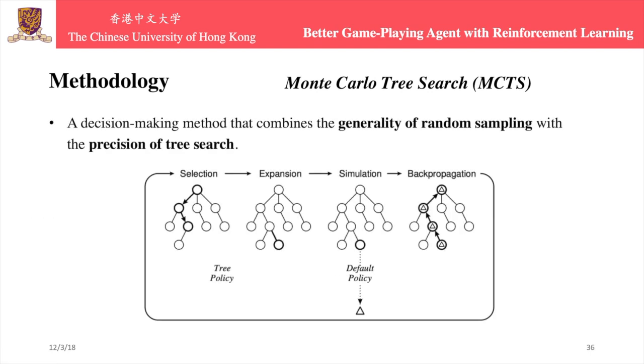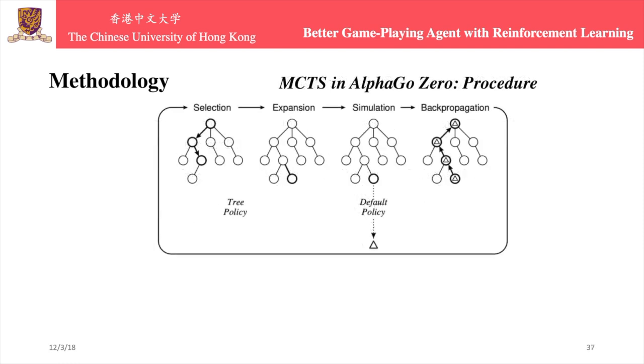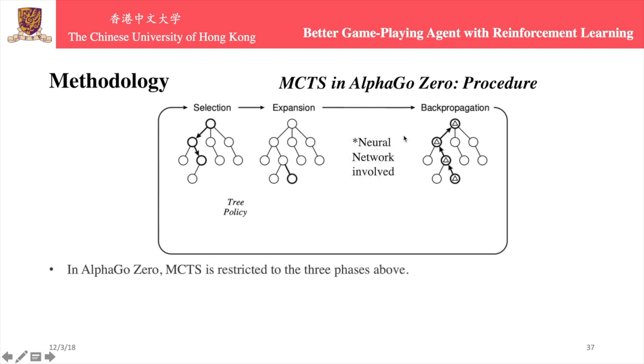Monte Carlo tree search is, generally speaking, a decision-making method that combines the generality of random sampling with the precision of tree search. A traditional MCTS contains these four phases. But in AlphaGo Zero, the simulation phase is replaced by the neural network. In this way, the neural network interacts with MCTS.